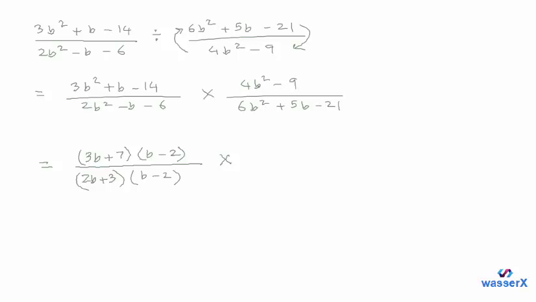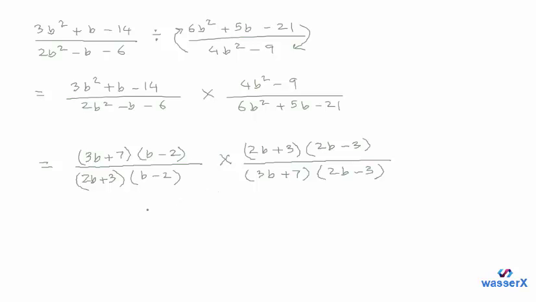multiplied with the factored form of this one. This is in the form of a squared minus b squared. So that's a plus b times a minus b, where a is 2b because a squared is 4b squared and b is 3 because b squared is 9. So we have a plus b, 2b plus 3, times a minus b, which is 2b minus 3, over the factored form of this one, which is 3b plus 7 times 2b minus 3.